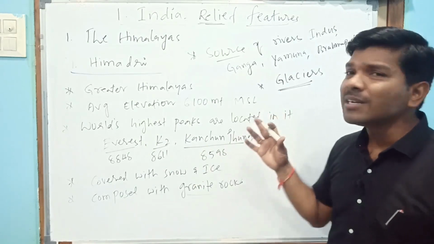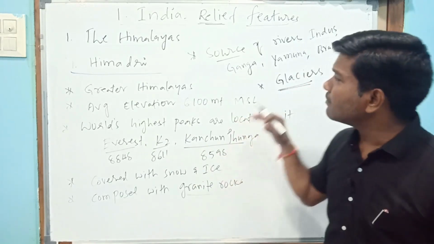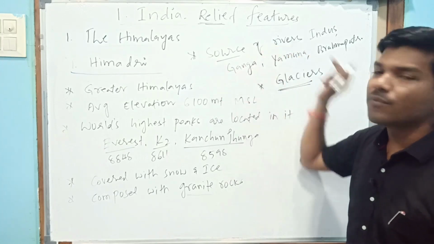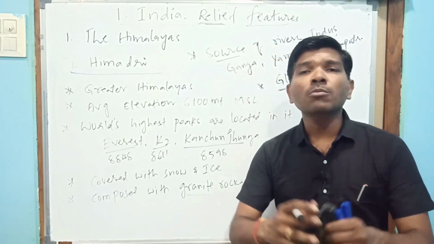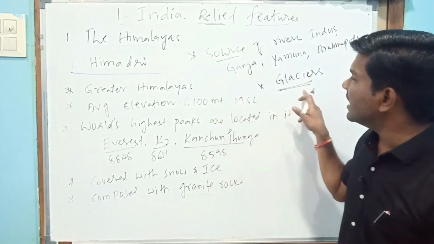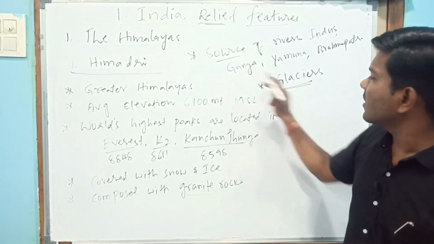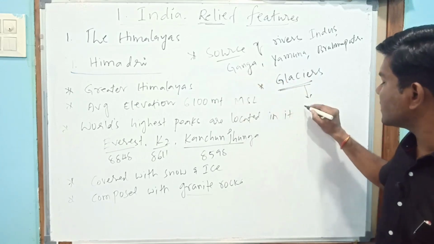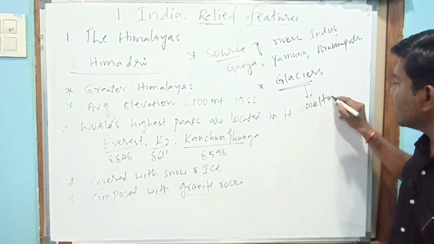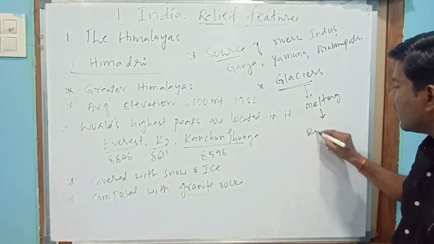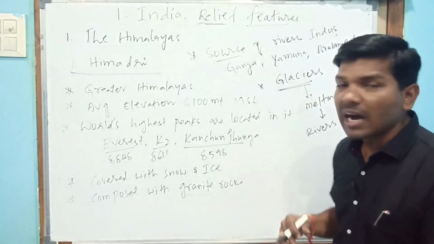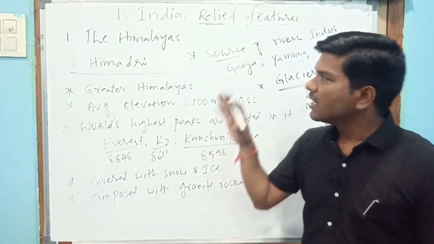So whenever this ice is melting, the melting of this ice creates a source of rivers. Okay, so accumulation of ice and melting of ice create glaciers. These glaciers further... when these glaciers melt, after what? Rivers. Okay, so a huge percentage of ice is accumulated in the Himadris.